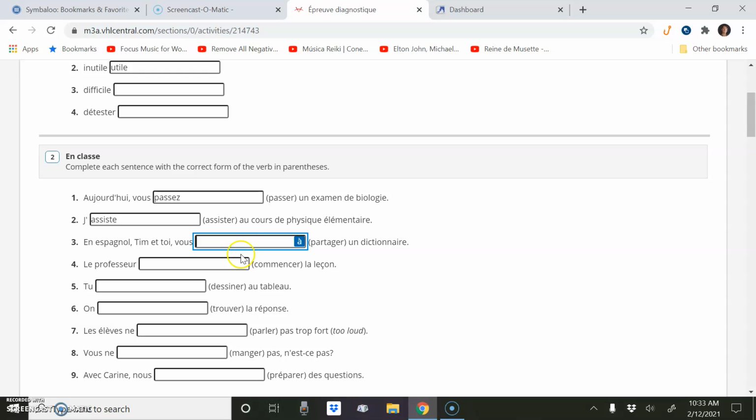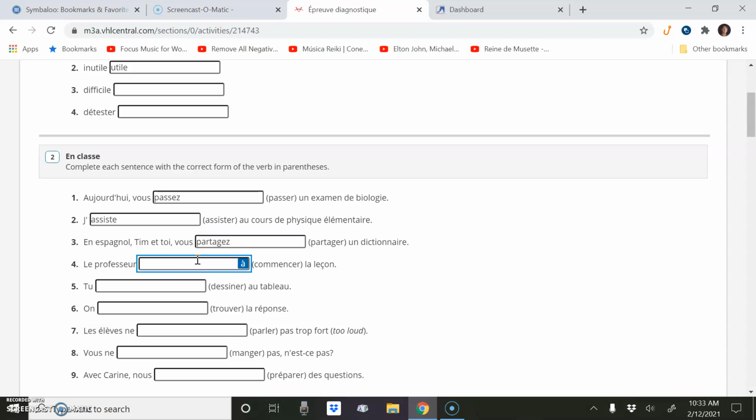Couple more. En espagnol, toi et moi, vous. And we have partager. Partager is to share. And it's vous, so partage, drop off the ER. Easy. Vous partagez un dictionnaire. So en espagnol, vous partagez un dictionnaire.